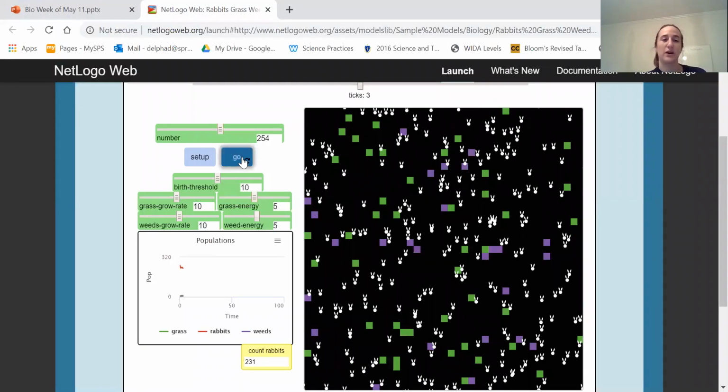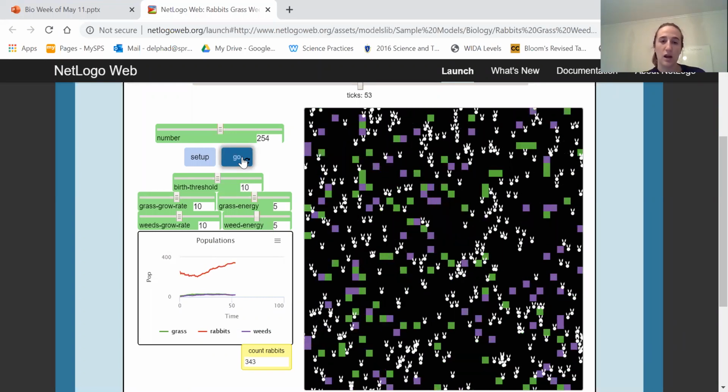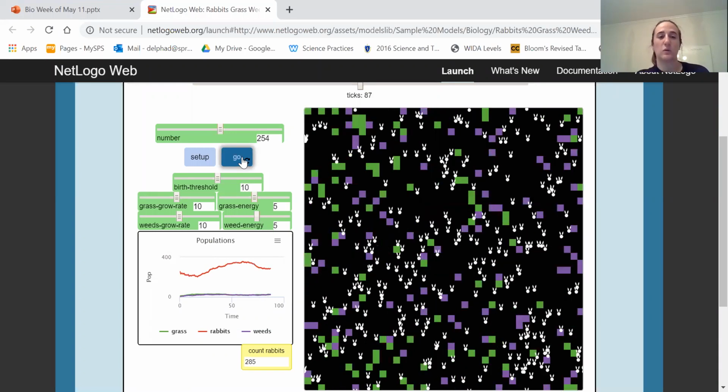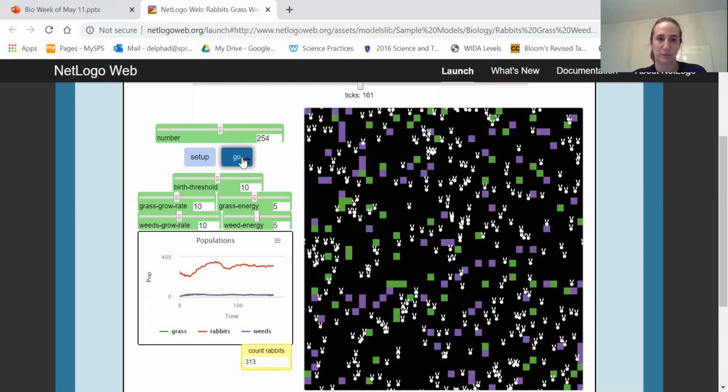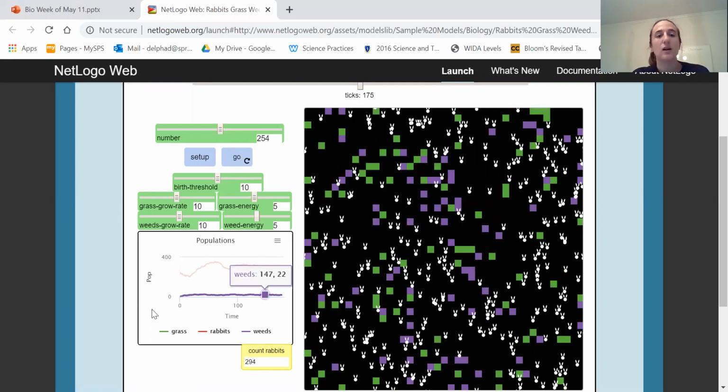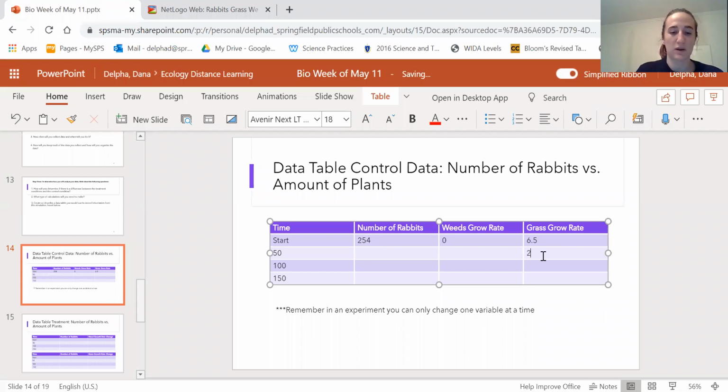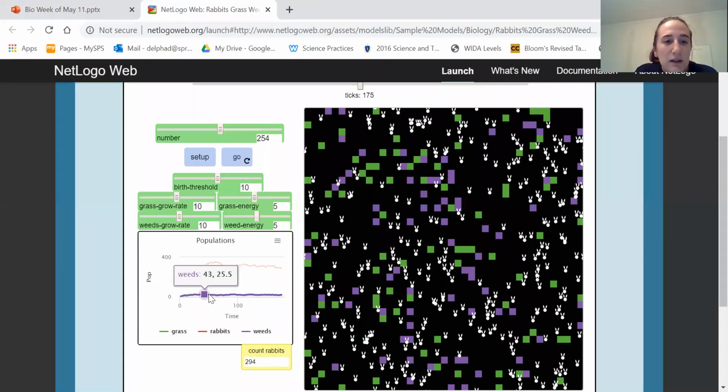So I'm just going to press go and let it go until we reach 150. We're going to count in intervals of 50. All right, that should be good. So at 0, oh wait, we did 0. Okay, so at 50, the amount of grass is 20.5. The amount of weeds at 50, weeds, where are you? Is 18.5.